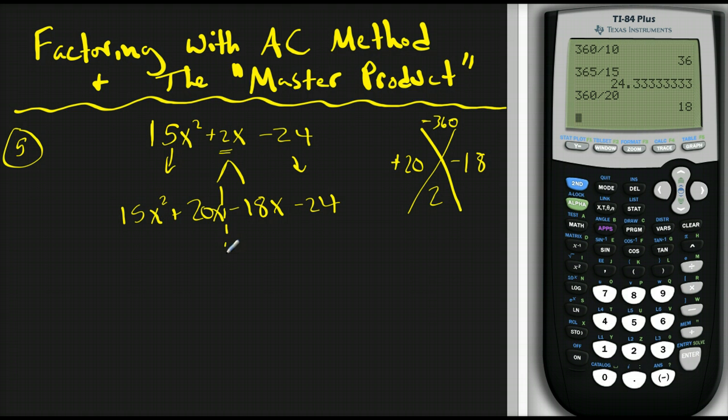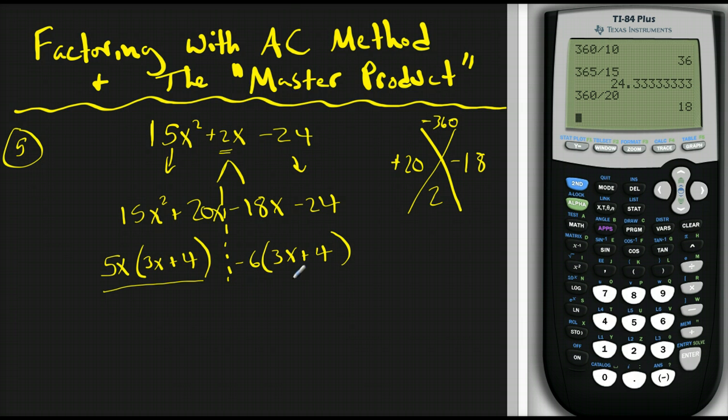Now, I'm going to split it down the middle and factor each side separately. So this side I can factor out a 5x, at which point I will be left with a 3x plus 4. On this side I can factor out a negative 6, at which point I will be left with 3x plus 4. This worked out well.